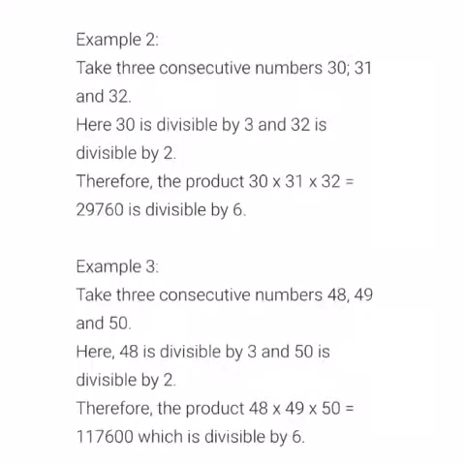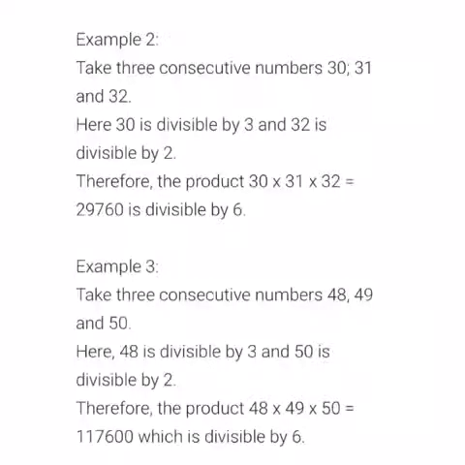Now the second example for the same question is, see here we have taken another three consecutive numbers, that is 30, 31 and 32. So here 30 is divisible by 3 and 32 is divisible by 2. Therefore the product of 30 multiplied by 31 multiplied by 32 is 29,760, which is again divisible by 6.